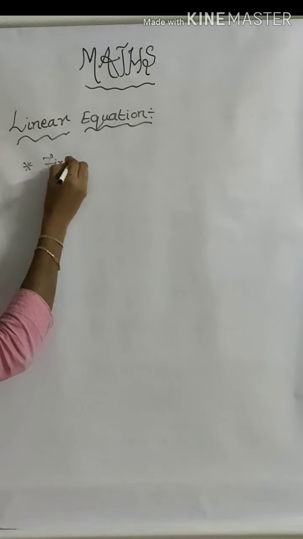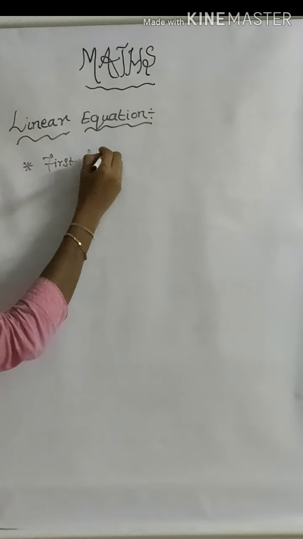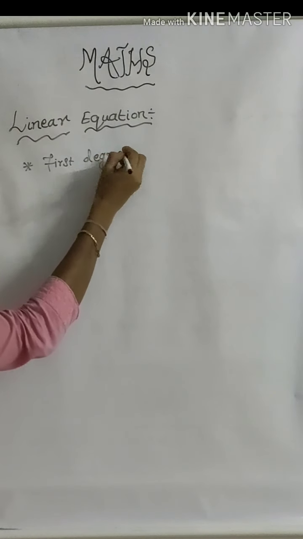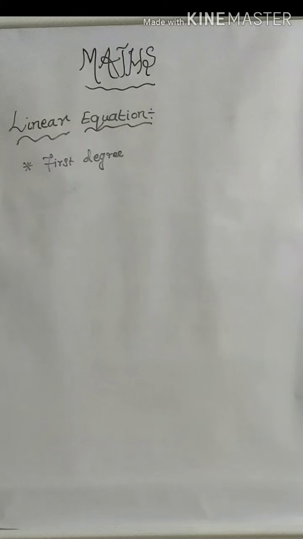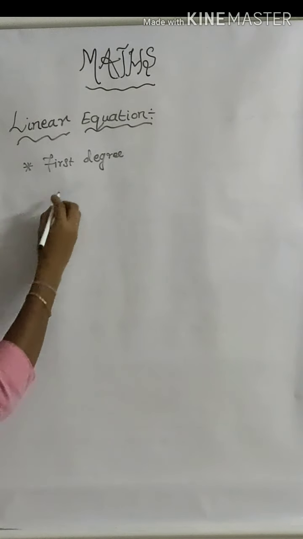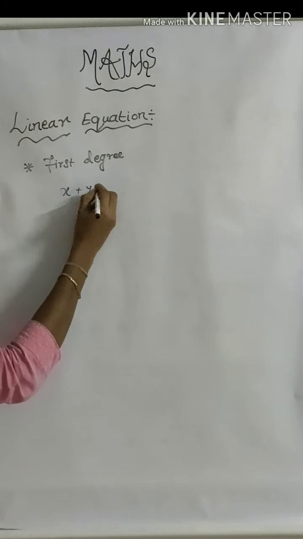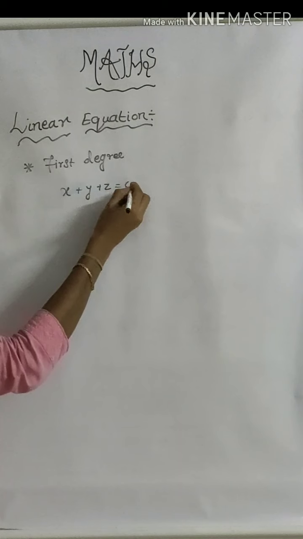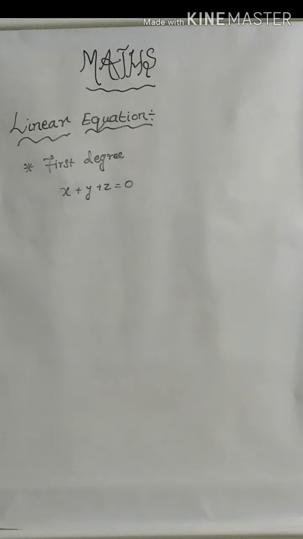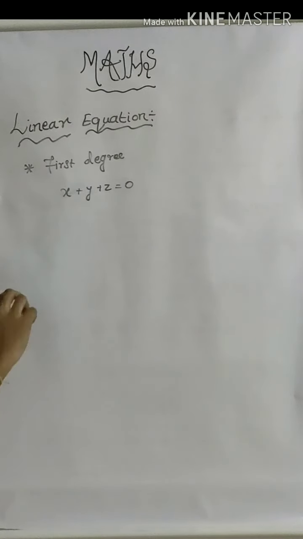Here, I am going to teach linear equations by using examples. A first degree equation is a linear equation. What is meant by first degree? The term we have to know. So, I am going to take x plus y plus z equal to 0. In this equation, how many variables do we have? Three variables, that is x, y and z.